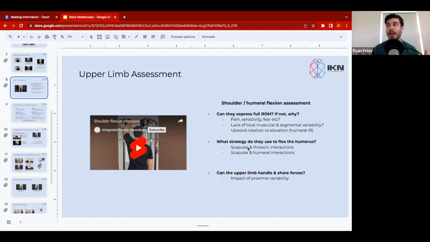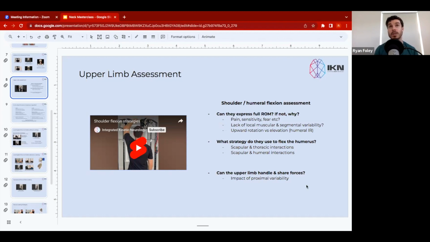Okay. Of course, we need that scapula to be able to retract and externally rotate to reach into the frontal plane and interact with forces. But generally, the ability to bring the humerus into the sagittal plane is very important to build an upper limb that can handle forces and shear forces well. So we can consider this within the context of how the upper limb can handle and share forces, and what kind of impact that might have on proximal variability.